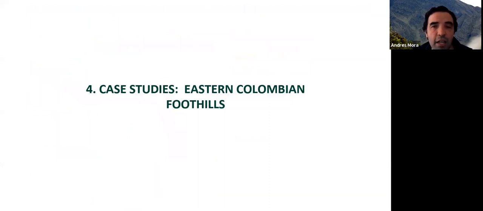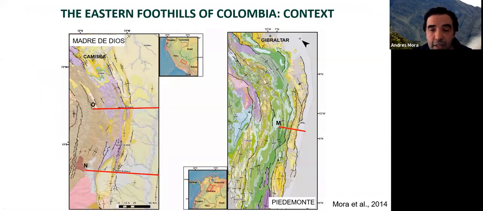So let's start with the case studies from the Eastern Colombian foothills. We have a case study from the Colombian foothills. To give some context, the Colombian foothills have analogs in other areas. For example, in the Madre de Dios Basin, we have a similar configuration in Peru, south of the Camisea giant gas field.